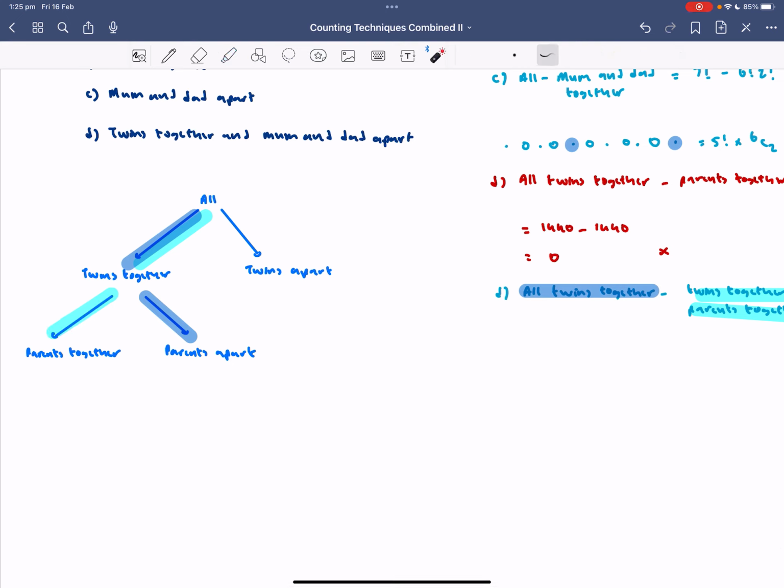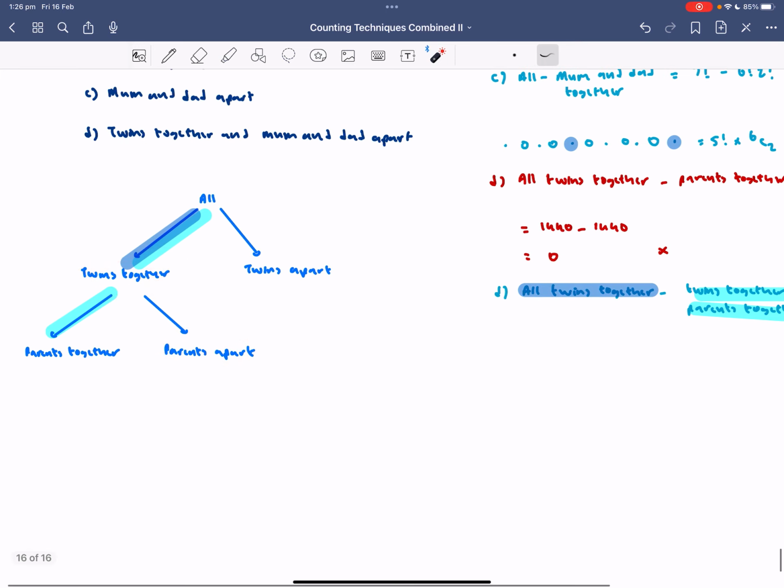If you minus away this branch, if you do all of these combinations here, and then minus away the illegal ones where the parents are together, what is that going to leave you with? Twins together and parents apart. That is what it's going to leave you with, is parents apart. So I did all these combinations where twins are together, minus away this specific combination where the twins and the parents are together, and that by default will leave you with all the ones where the twins are together and the parents are apart. If that makes sense, great.